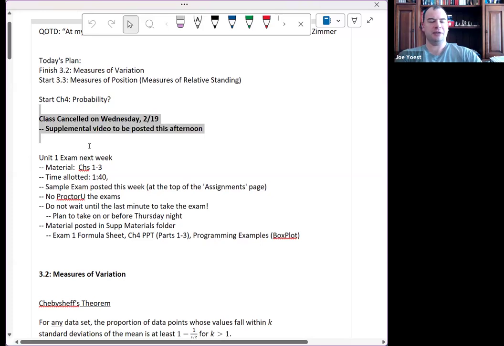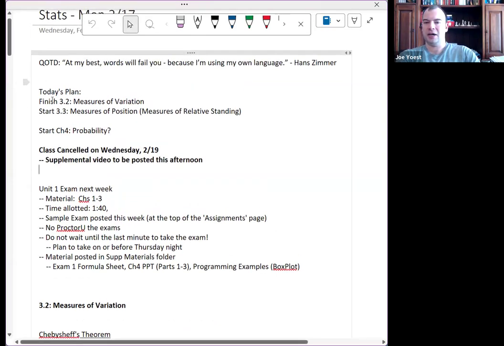One quick note, I actually have to cancel class on Wednesday. So this coming Wednesday, a couple of days from today, I have a doctor's appointment. I just can't move it, so I need to cancel class that day. But I will post a supplemental video this afternoon. Depending on how far we get today, I'll probably just post a previous semester's class recording, from what will most likely be the start of the chapter 4 material, but we'll see where we get to today. That will be up this afternoon, so you can view that in lieu of coming to class on Wednesday.